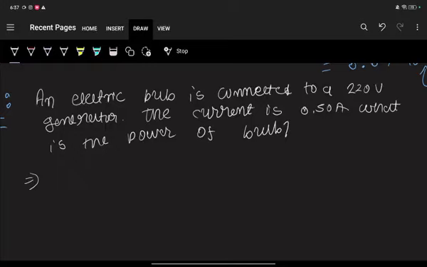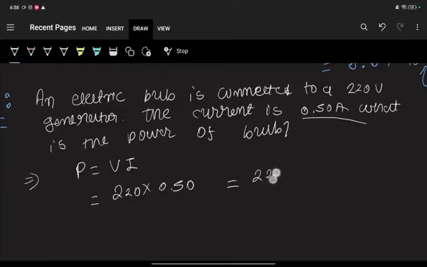110 joules. Here we'll use watt. Okay. Power is voltage into current. Voltage is 220 volt and current is 0.50, which we can write as 1 by 2, which is 110 watt or 110 joule per second. Okay, this is power, not electrical energy.